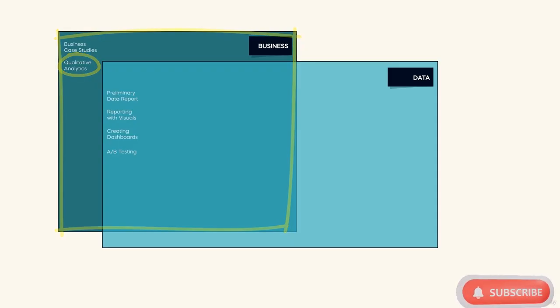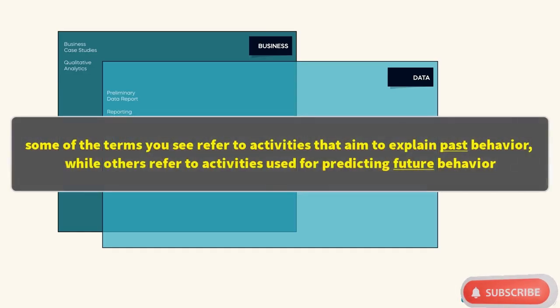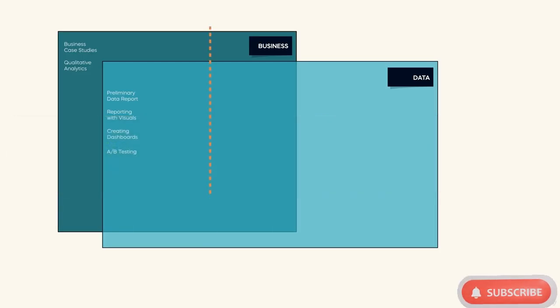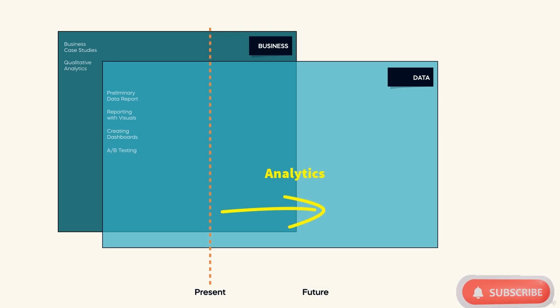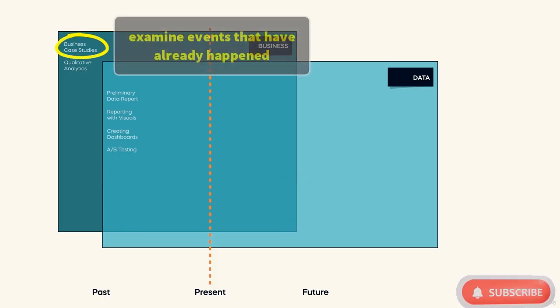Now would be the perfect time to introduce a timeline to our graph. The reason for doing that is that some of the terms you see refer to activities that aim to explain past behavior, while others refer to activities used for predicting future behavior. Let's cut the picture roughly through the middle. This line will represent the present. Okay, therefore, all terms that are on the right of this line will regard analytics, future planning, and forecasting. And those that are on the left of the line will be related to the analysis of past events or data. Perfect.